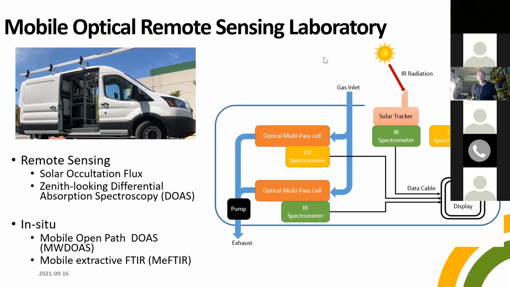Yanju, can you see my mouse? Is my mouse visible? Yes, I can. Okay, perfect. Hopefully everybody else then also.